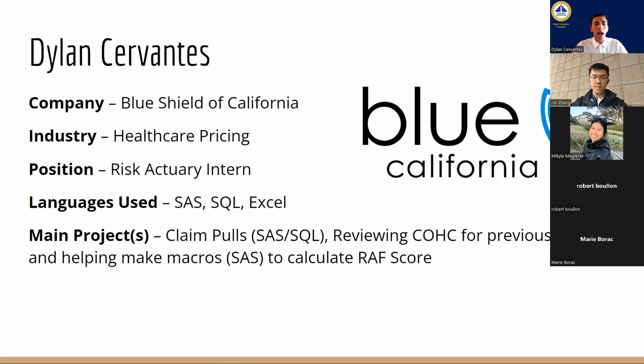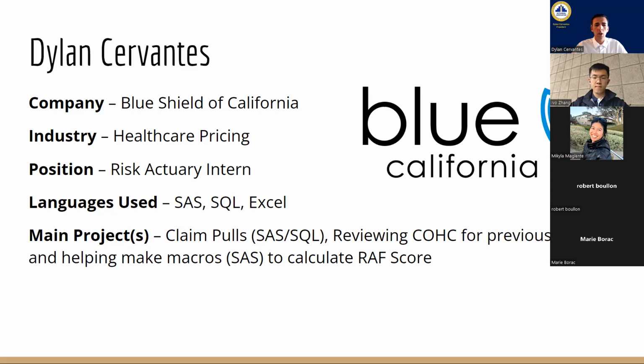So this summer, I worked at Blue Shield of California as a risk actuary intern, and the role was in healthcare pricing. Some of the languages I used were SAS, SQL, and of course, Excel. Excel is always very heavily used as an actuary, from VBA to using it for simple stuff like pivot tables, VLOOKUPs, and comparisons of data.